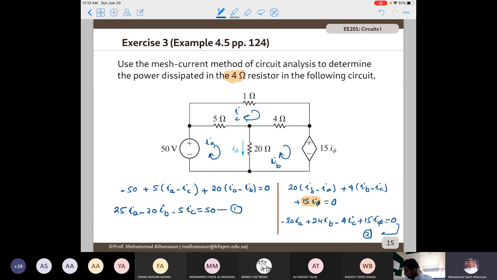Let's ask someone who has not participated. Muawiya. Yes, doctor. What do you think? What's the power dissipated in the 4-ohm resistor, or how to calculate it? Based on the values and the variables that we found.